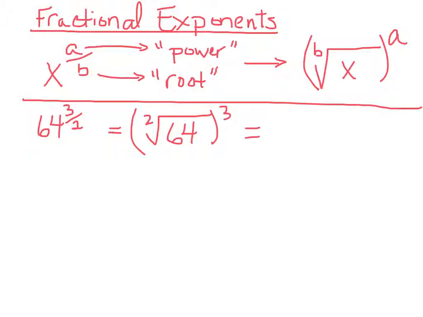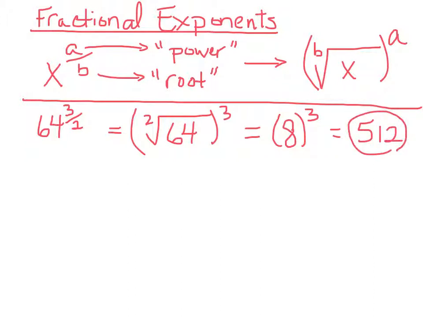So then what we do is we take the square root of 64, which is 8, and then I raise 8 to the 3rd power, and then I'm going to take my handy-dandy little calculator because off the top of my head I don't know what 8 to the 3rd power is, and I will get 512 as my final answer.